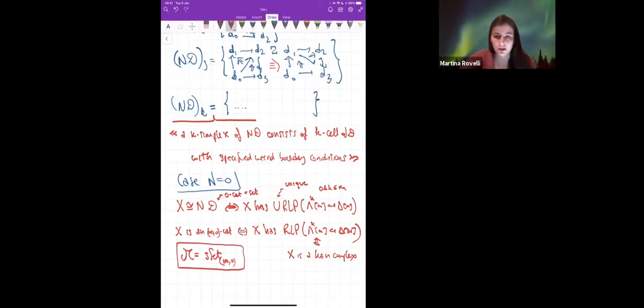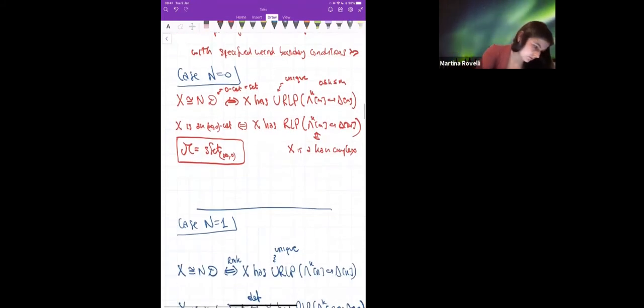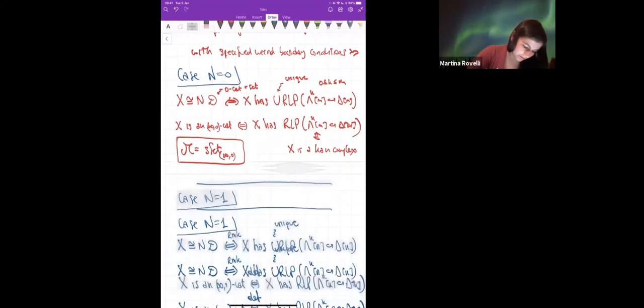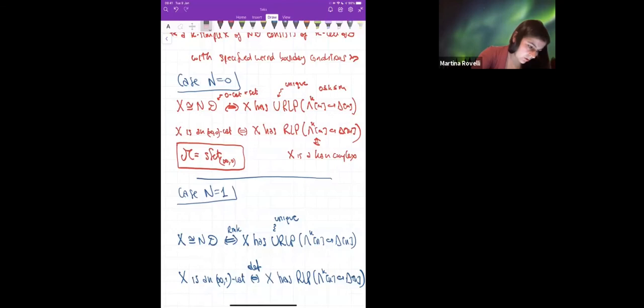And a similar story, although significantly more interesting than this one, happens for the case n equals 1. So I have copied the same pattern, and I'm going to stress what is different. In the case n equals 1, X is isomorphic to the nerve of a 1 category if and only if it has the unique right lifting property with respect to horn inclusions, but now only inner horn inclusions. So now we are going to have 0 strictly smaller than k, strictly smaller than m.